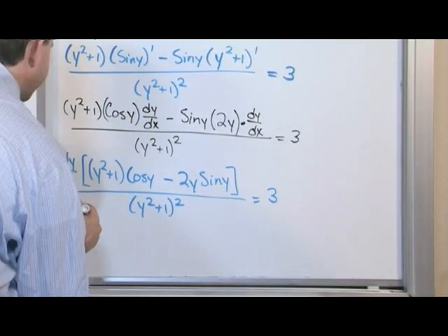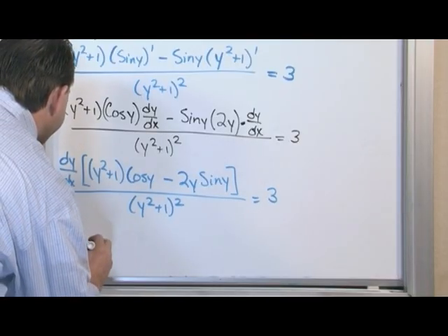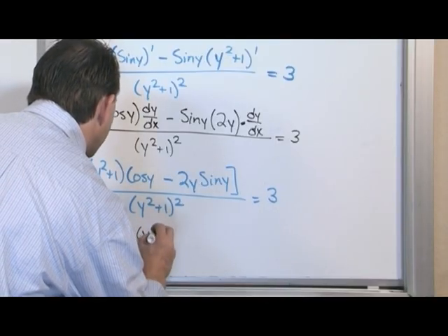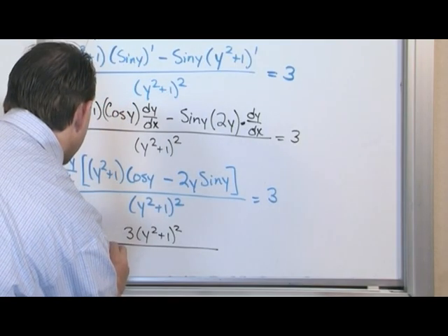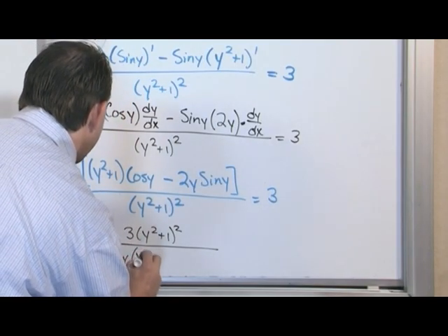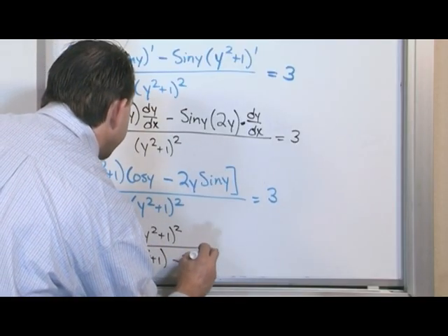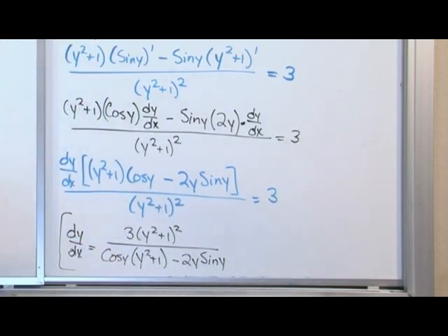we can just write our final answer: dy/dx is equal to 3y squared plus 1 squared over cosine of y squared plus 1 minus 2y sine y, and that's the answer. So we'll have (3y squared plus 1) squared over cosine(y squared plus 1) minus 2y sine y.